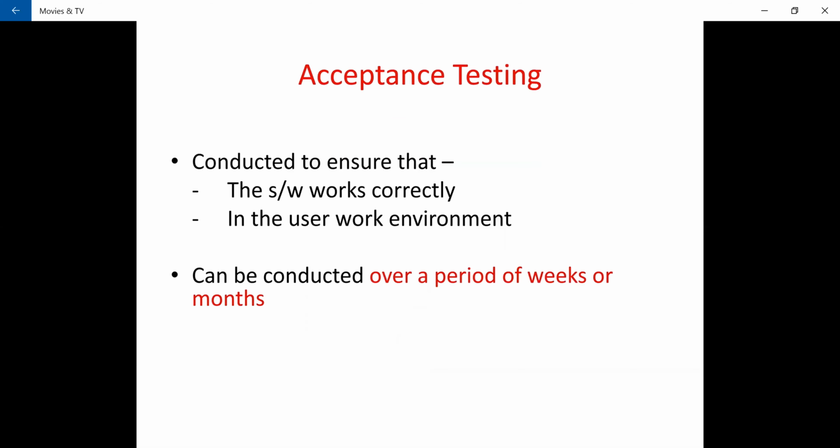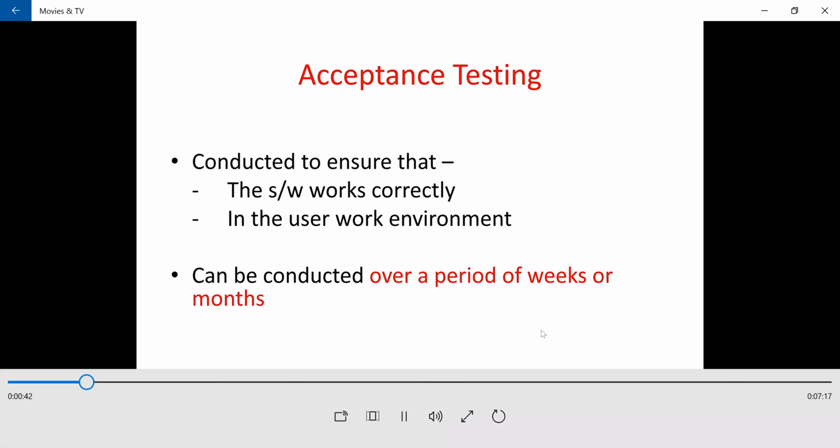In acceptance testing, we ensure that the software works correctly in the user's work environment. It is conducted in the client's environment, to check whether the software is working correctly or not. That is called acceptance testing. It is checked whether it is acceptable to the customer or not, and it can be conducted over a period of weeks or months.